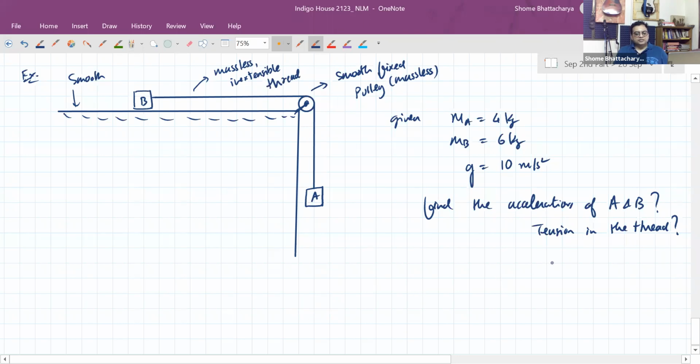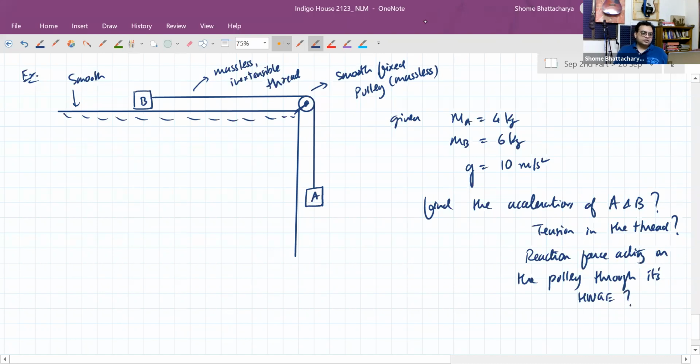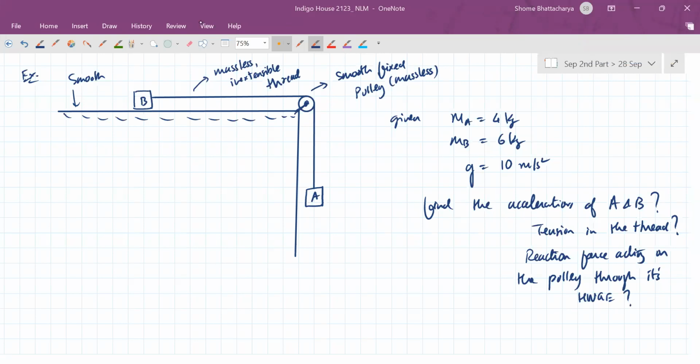So to find the tension in the thread, we also have to find the reaction force acting on the pulley through its hinge. That is, the pulley is hinged to the table through a support like this. So at that hinge, you'll understand when you make the free body diagram, there is some kind of reaction force acting. So how much is that reaction force we have to calculate?